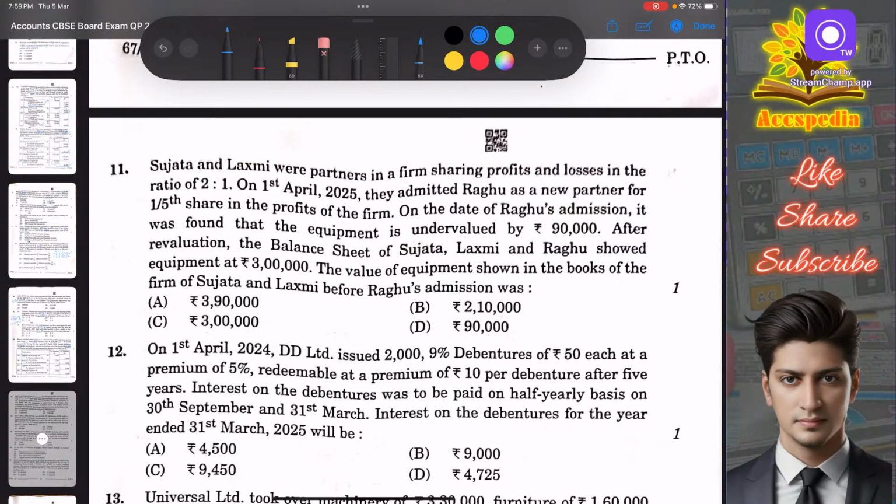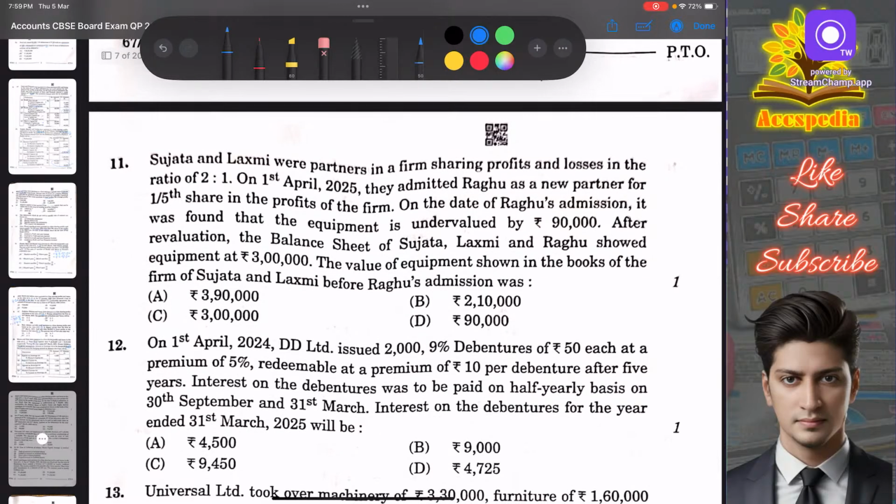Sujata, Lakshmi were partners in a firm, sharing profits and losses in the ratio of 2:1. On 1st April 2025, they admitted Raghu as a new partner for 1/5 share in the profits. On that date, it was found that equipment is undervalued by 90,000. So we have to increase it, which is a gain. After the revaluation, the balance showed equipment of 3 lakh. The value of equipment shown in the books is very simple. We are going to increase the value because it is undervalued, so we are going to increase it by 90,000. So 3,90,000.